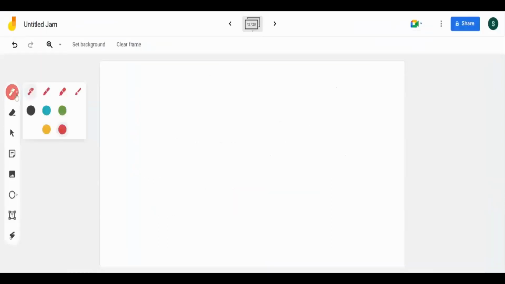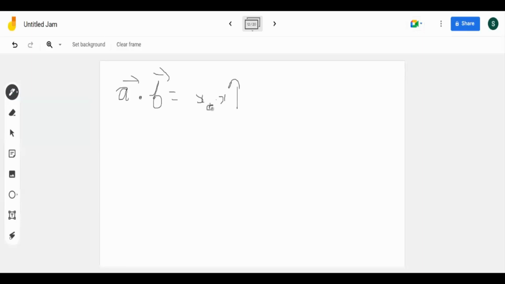We also know that to find A dot B we have to multiply the components first. So multiply x1 into x2, the i component of both the vectors, then the y component of both the vectors, y1 into y2, and the z components, z1 into z2. In this question, if you find A dot B, it will come up to 10.